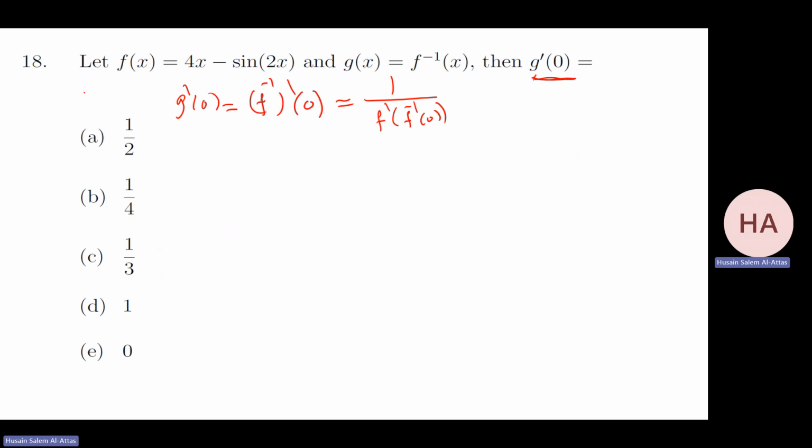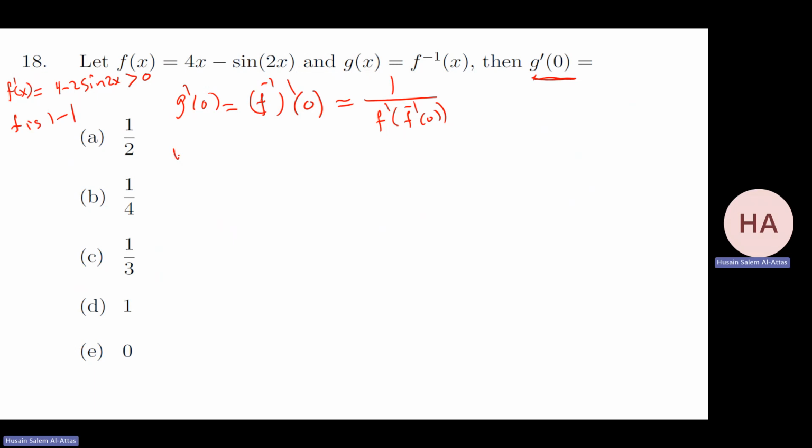First, if you notice, f prime is 4 minus 2 sine 2x, which is always positive. So f is continuous, differentiable, and positive derivative means it's increasing. So f is 1 to 1. Okay. Now we need to check.